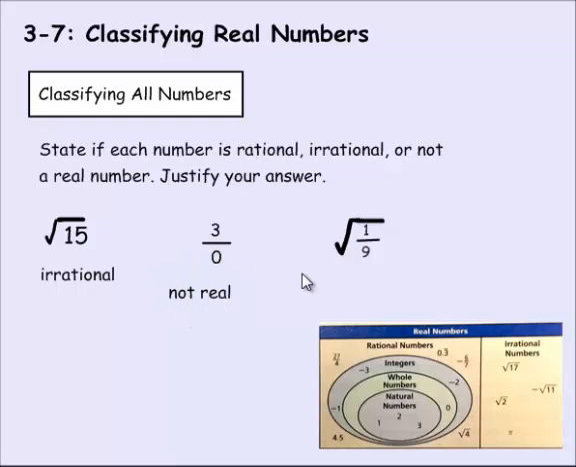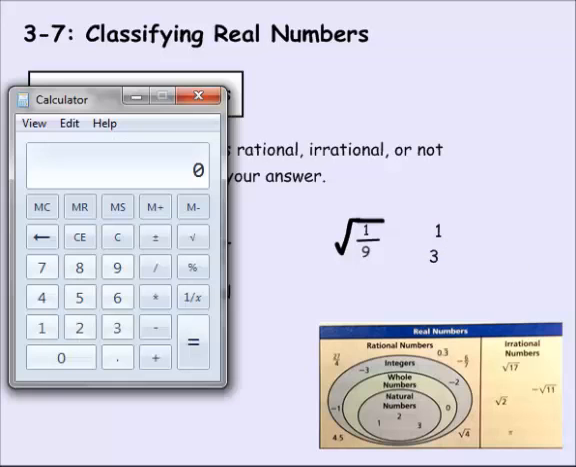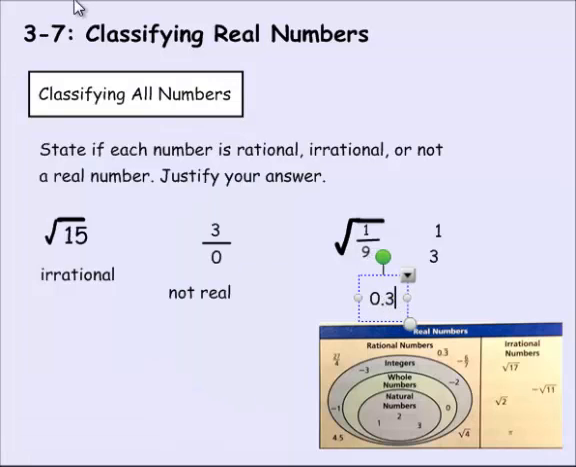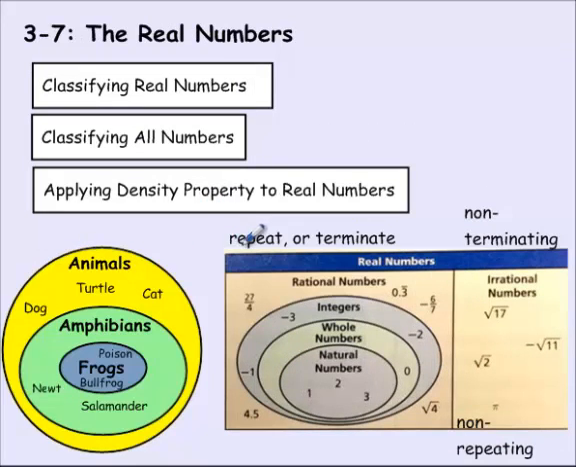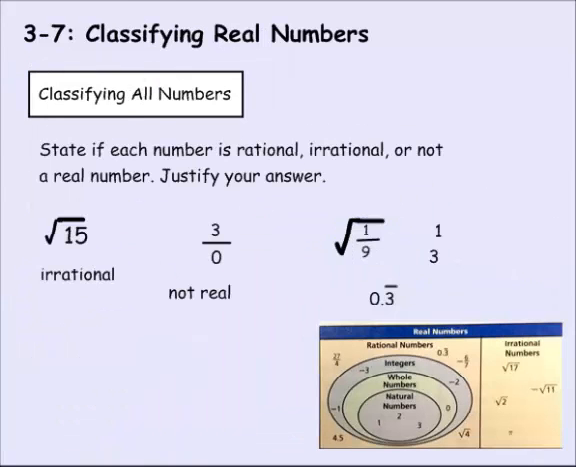It's impossible. Here we have the square root of 1 divided by 9. So the square root of 1 is 1, the square root of 9 is 3. So 1 divided by 3, or 1 over 3, is 0.33333. We have a repeating decimal, right? So we'll do 0.3 with a line over it. That means it would be a rational number because rational decimals repeat or terminate. So this would be rational. So we have these all figured out. This one's rational, this one's irrational, and this one's not real.